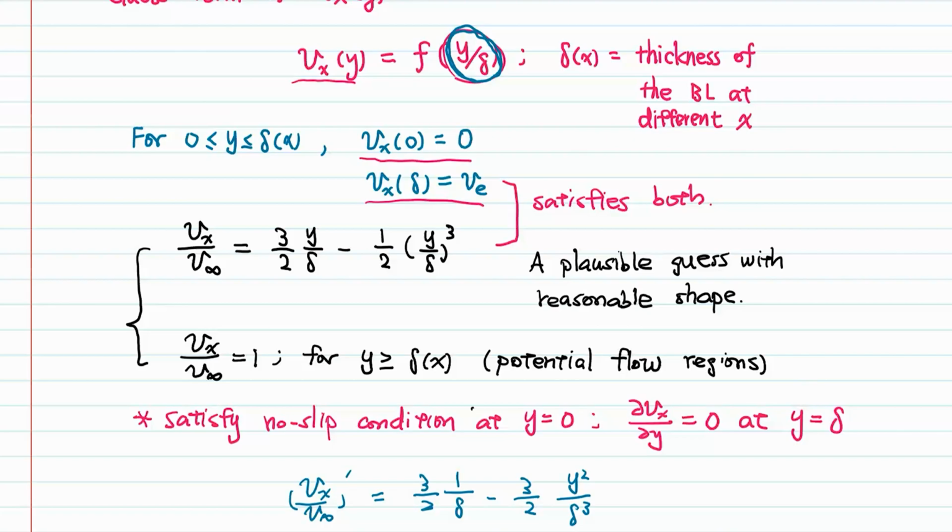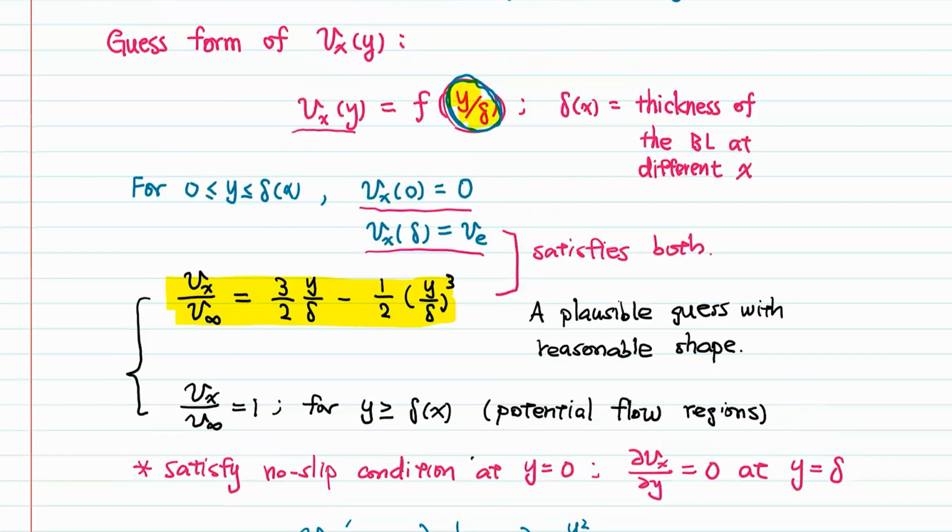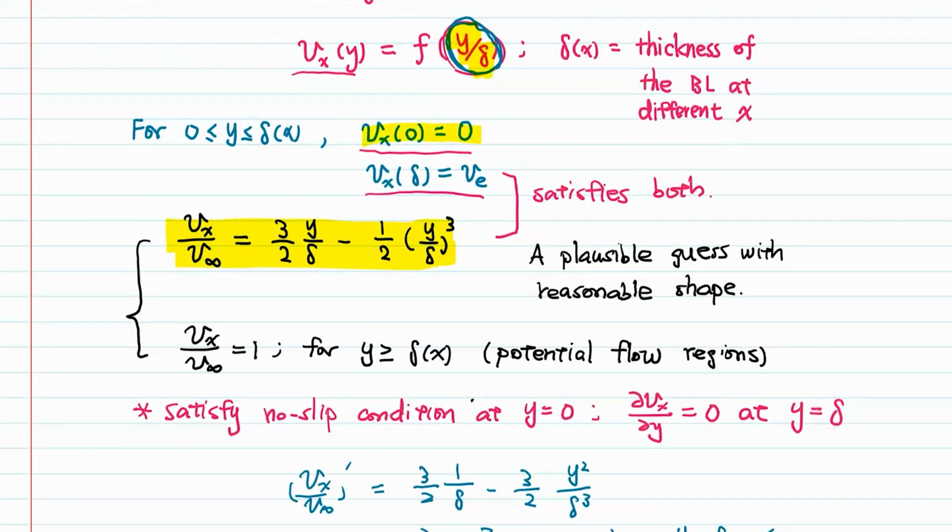Okay, so once we have a plausible guess, let's emphasize what it has to satisfy. First, it has to be a function of y over delta. It has to satisfy the no slip condition. It has to be equal to v sub e at delta. And at y equals delta, at the boundary layer's outermost surface, it has to have 0 gradient with respect to y. So there are actually 3 conditions that it has to meet, and also it has a reasonable curve shape.